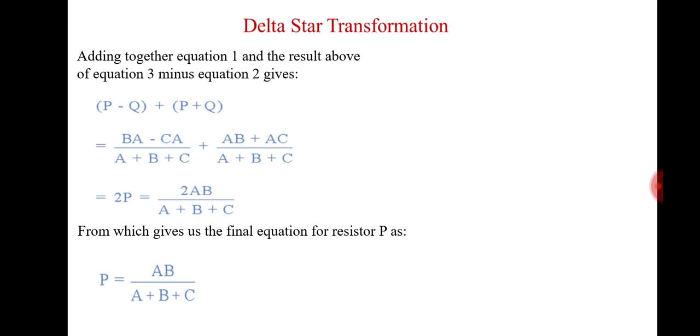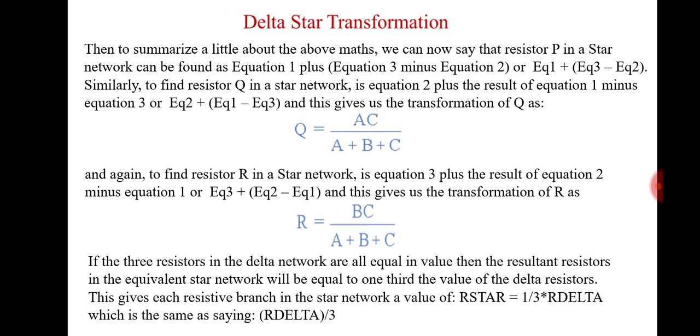Now, addition of these equations: 2P is equal to 2AB divided by A plus B plus C. So here is the final equation for resistor P: P is equal to AB divided by A plus B plus C. Same as Q is equal to AC divided by A plus B plus C, and R is equal to BC divided by A plus B plus C.